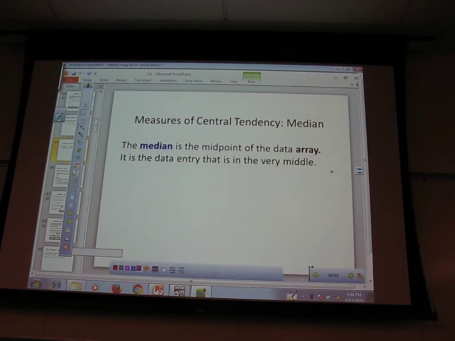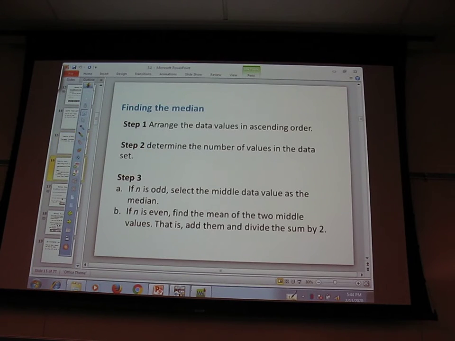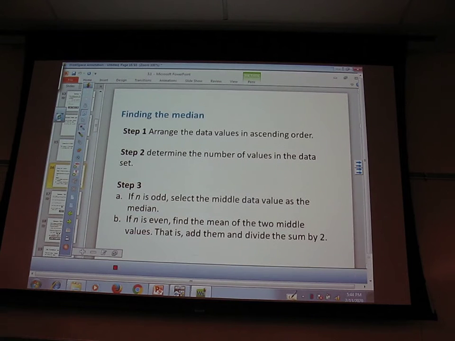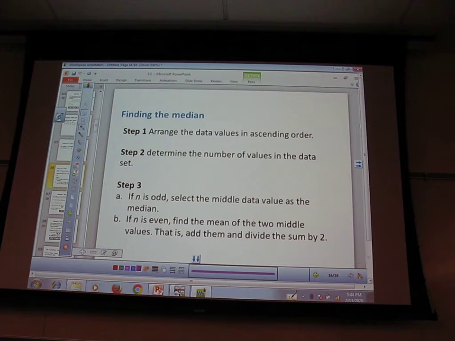Median is the midpoint of the array. It's the data value in the very center. So how do you find it? First step, take your data, put it in order. Once you put your data in order from least to greatest, then find the number in the middle. If you have an odd number of data values, then there's just one in the middle, and that's your median. If you have an even number of data values, you can have two that are tied for the middle, and you average those two. So I'll show you a couple examples there real quick.